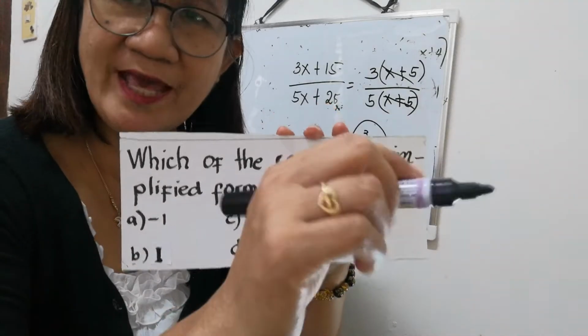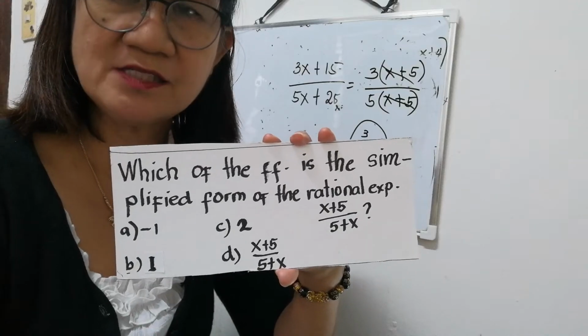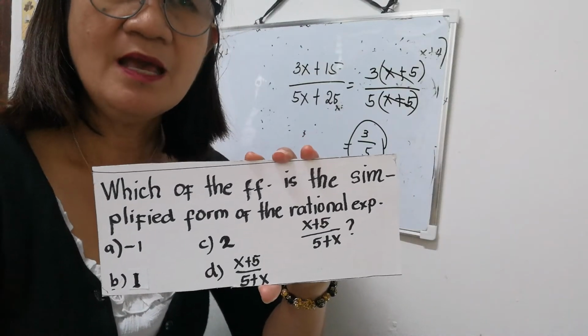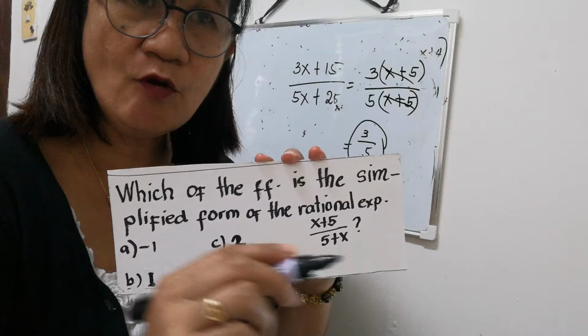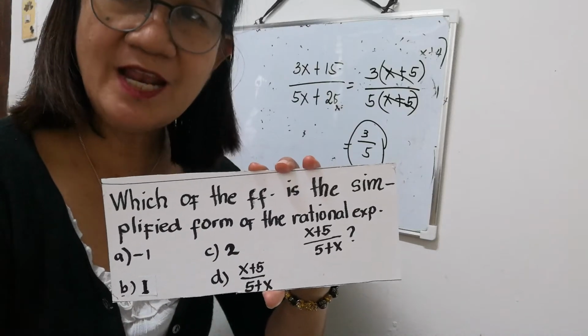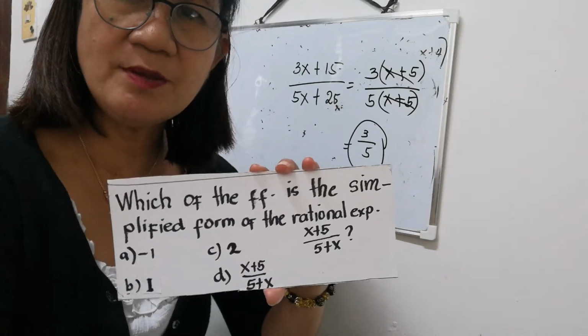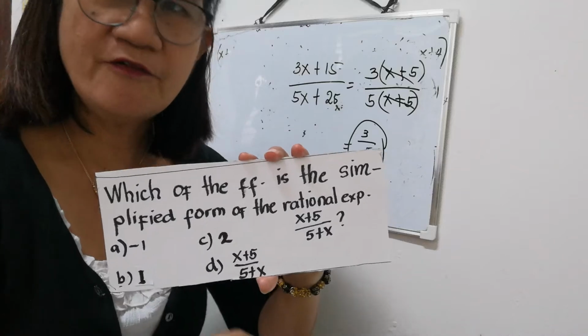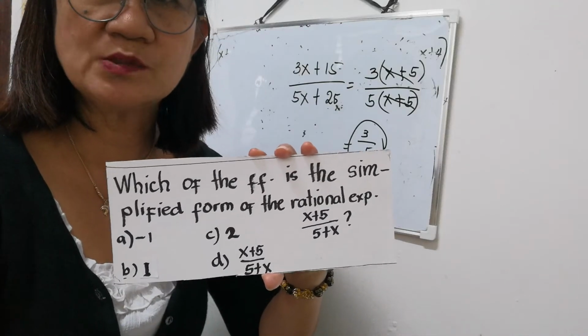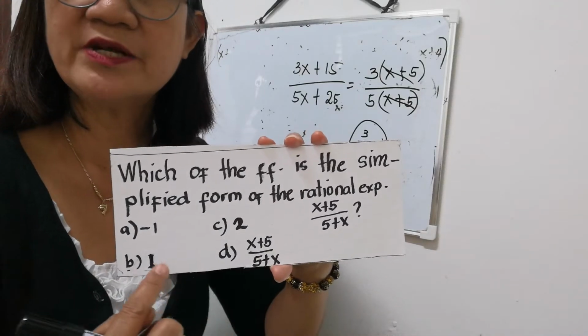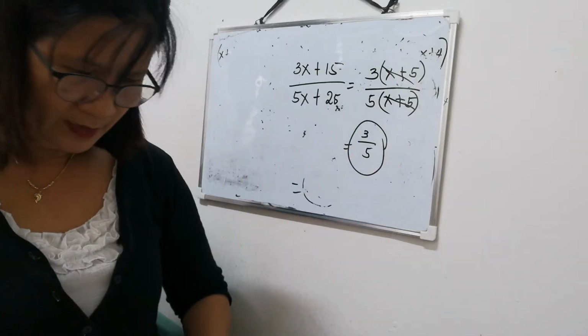Parang yung 4x over 4x, the final answer should be 1. Okay? 5 over 5, the final answer should be 1. Diba? 5 divided by 5 equals 1. 4x divided by 4x equals 1. Okay, so our answer here is 1. Next.